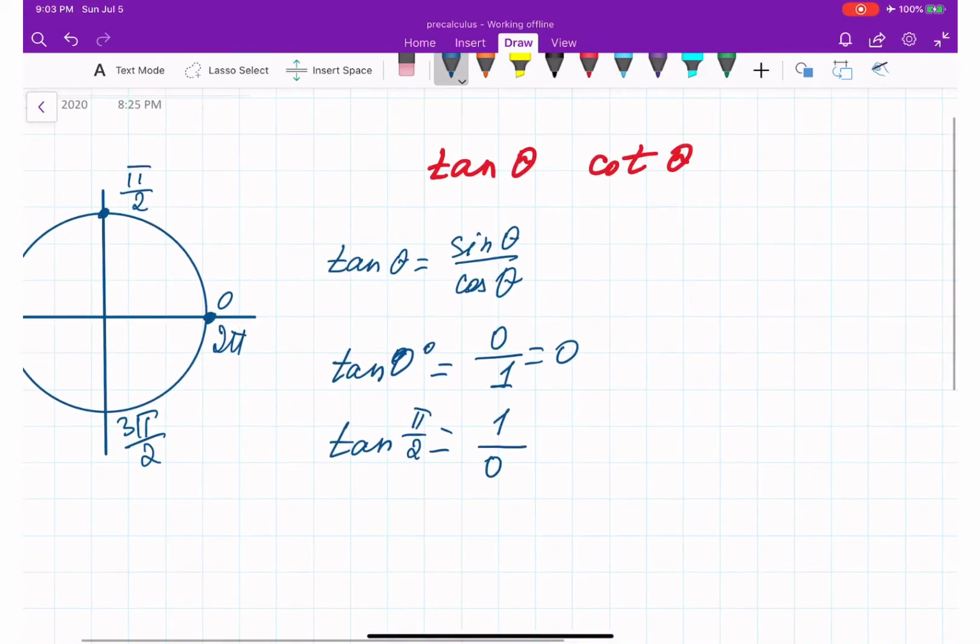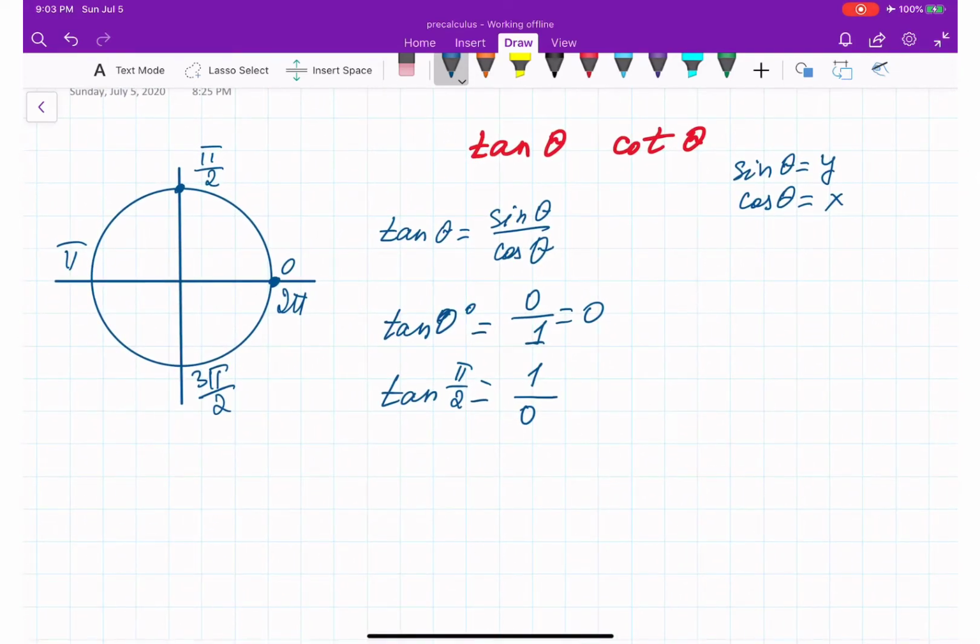Let me write down here that sine theta is equal y, cosine theta is equal x, just in case who doesn't remember. Okay, so 1 divided by 0, because with division by 0, then it's undefined. Next, tangent pi. So what do we have? My sine is going to be here equal 0. Cosine is equal negative 1, so the result is 0.